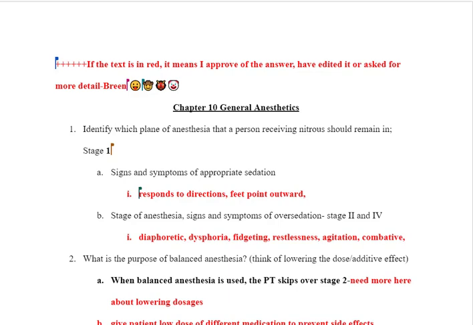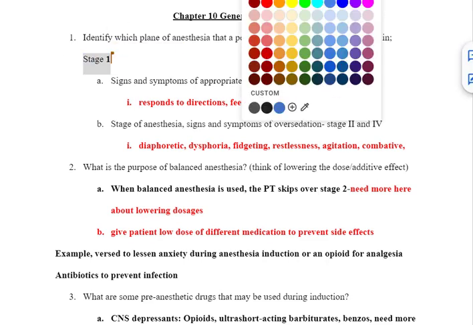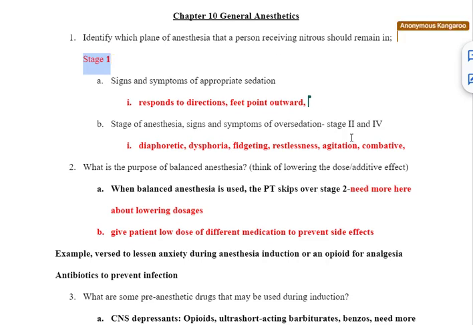So, Chapter 10, General Anesthetics. Identify the plane of anesthesia that the person should remain in: stage 1. Signs and symptoms: they're still doing what you're asking, and their feet will point outward, indicating they're relaxed.